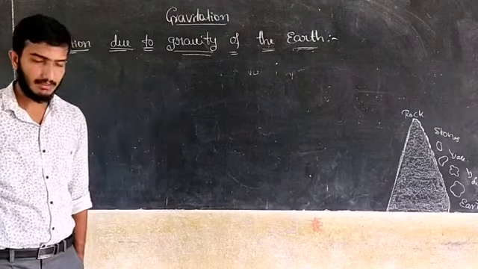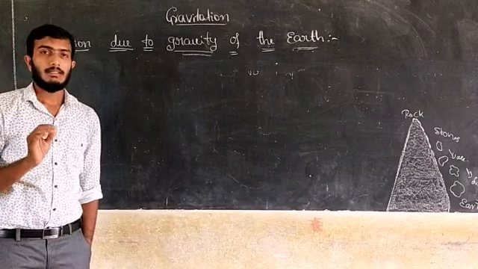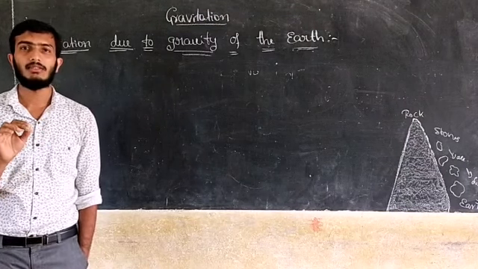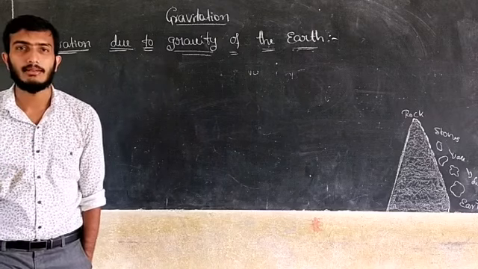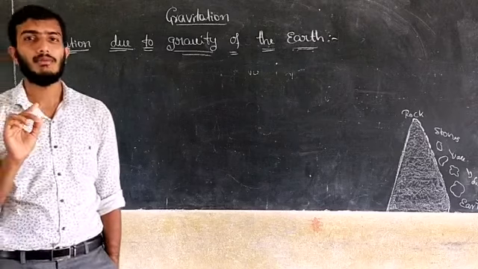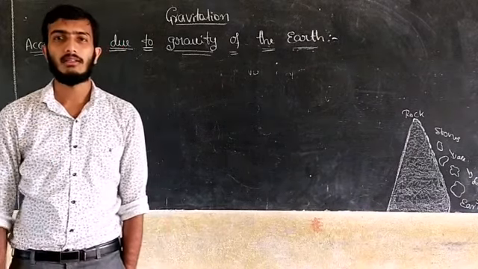Then we discussed the relation, the expression for force. The equation is F is equal to G into m1 into m2 divided by r square. It is the expression for gravitational force.